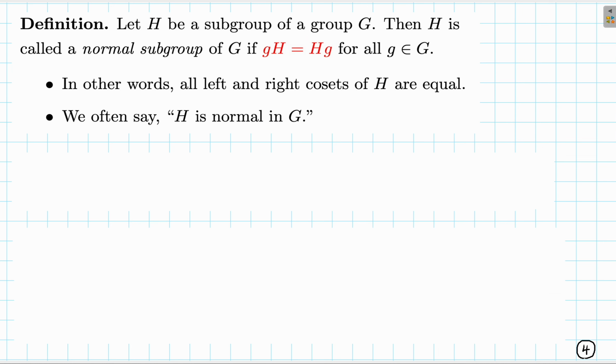We now introduce a definition. Let H be a subgroup of a group G, then H is called a normal subgroup of G if gH equals Hg for all coset representatives little g. In other words, in a normal subgroup, all left and right cosets of H are equal. And another remark is that we often say H is normal in G, and that means the same thing as saying H is a normal subgroup of G.